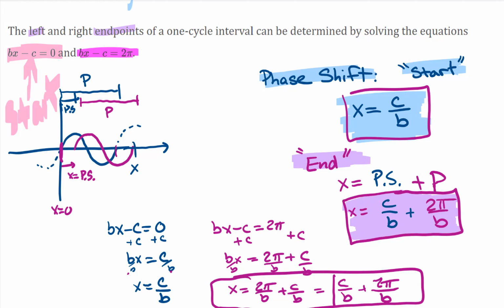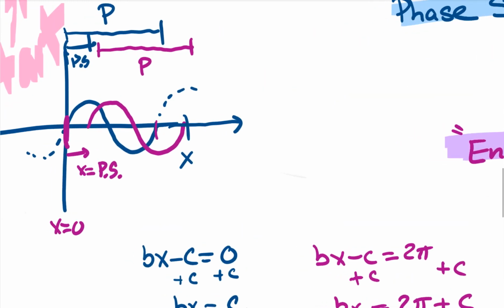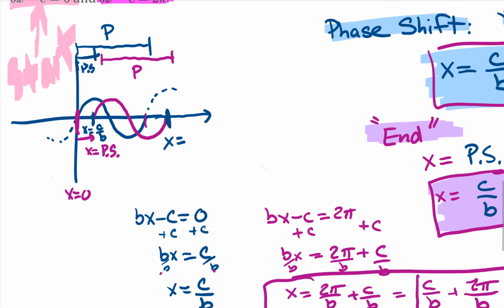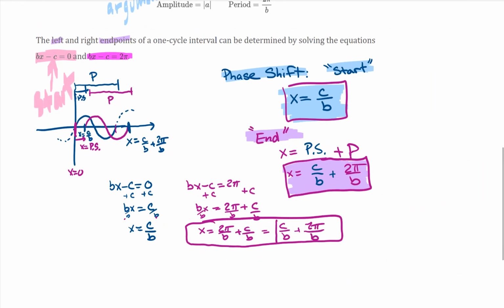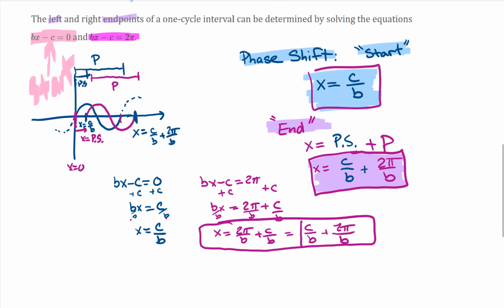So there's the two parts. This point right here is x equal to c over b. This point here, this x that we found, that endpoint, is going to be c over b plus 2 pi over b. And I know it seems like a lot, but you just got to get your practice with it. Just like anything, you start to get more accustomed to it. So let's do a problem.